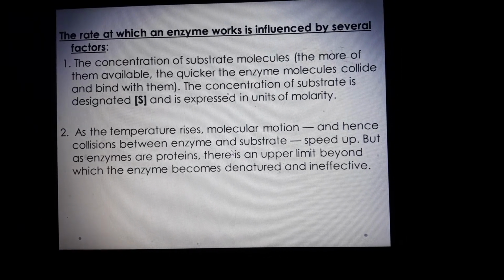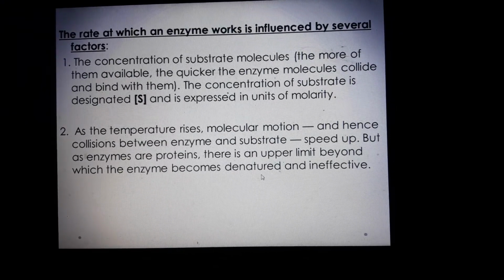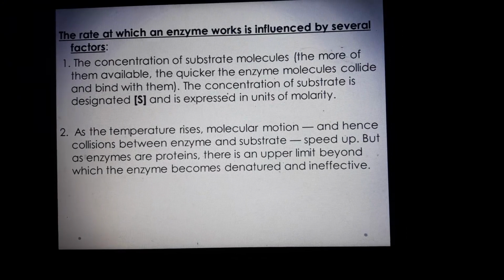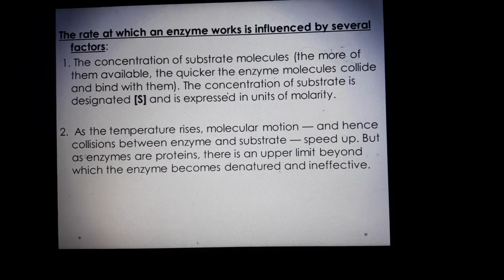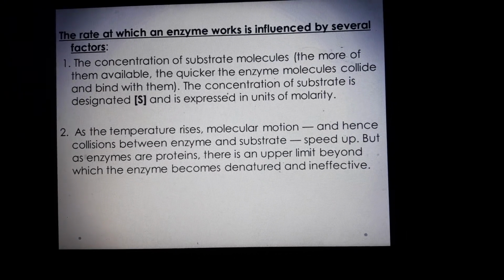Okay? But as enzymes are proteins, there is an upper limit beyond which the enzyme becomes denatured and ineffective. Usually the maximum is 40. Sometimes, depending on the chemical nature of the enzymes, they can go up to 60 or 70, but mostly 40 degrees is the maximum. Okay?